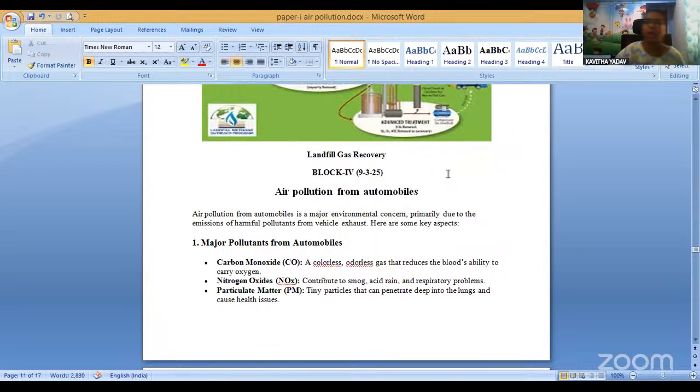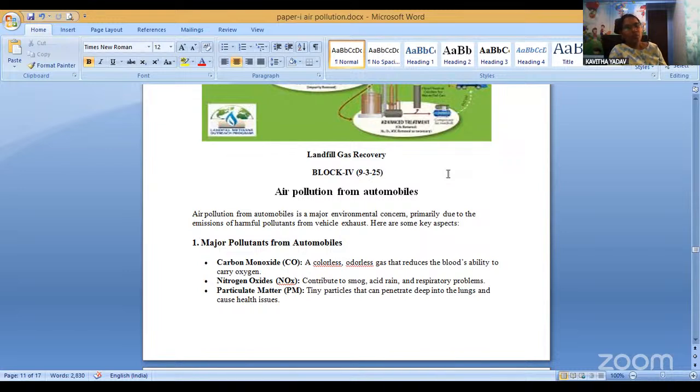Now we are in Block 4, air pollution from automobiles. The main topic is air pollution from automobiles. Air pollution from automobiles is an environmental concern primarily due to the emissions of harmful pollutants from vehicle exhausts. Here are some key aspects.